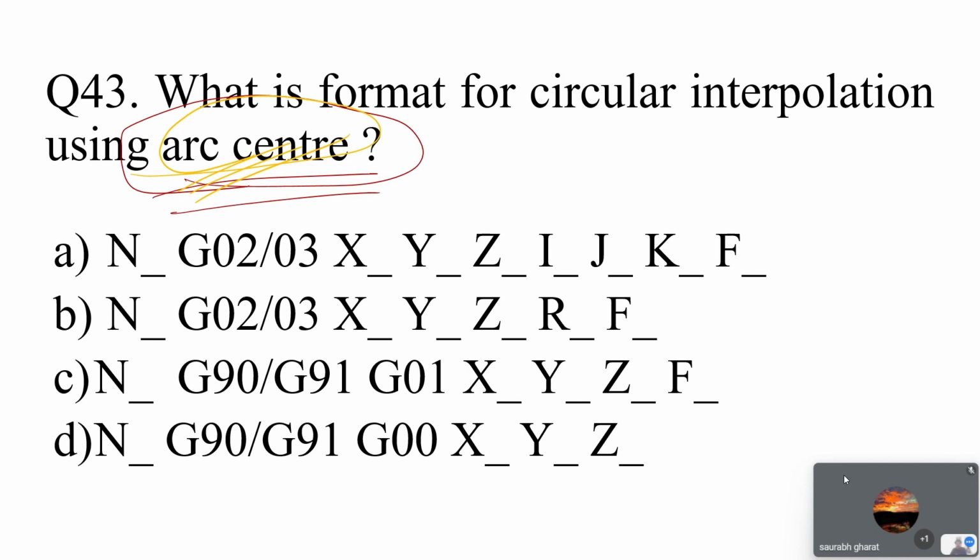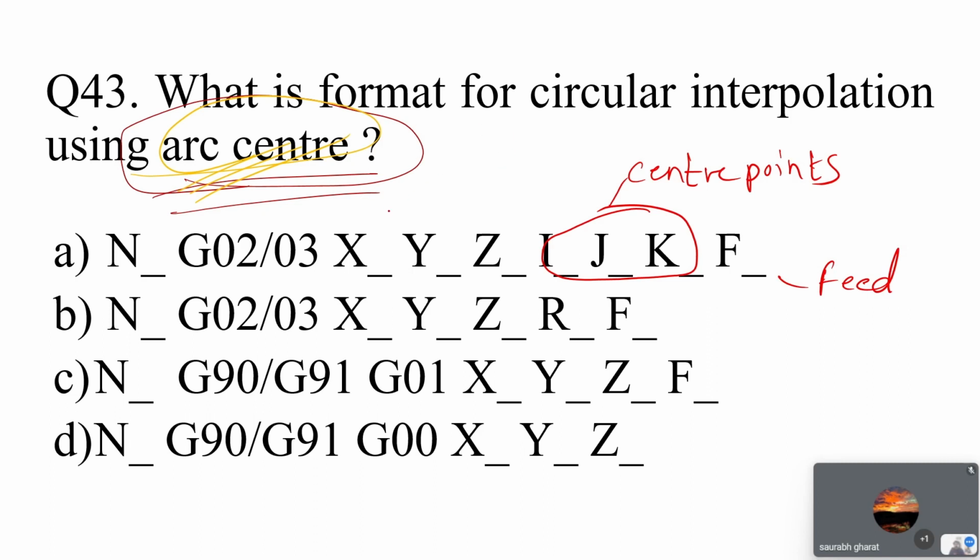Okay, using the arc center, you need to supply the center point. So how can you supply the center points here? Your I, J, K are the center point, and this is your feed. As I mentioned, this will be your correct option because here we are using the arc. With an arc you are not using radius. This one is for radius.